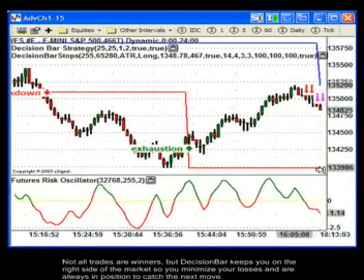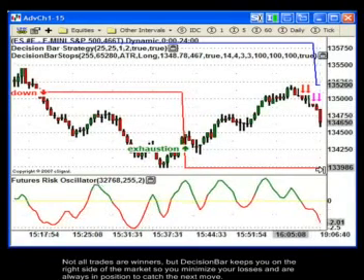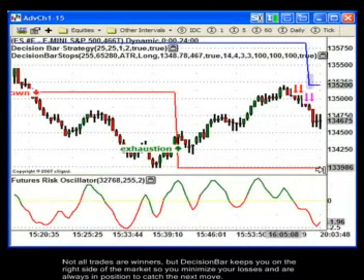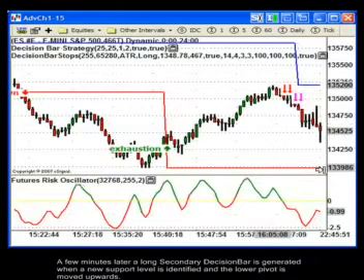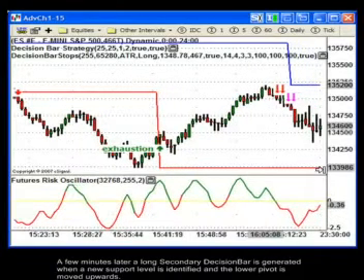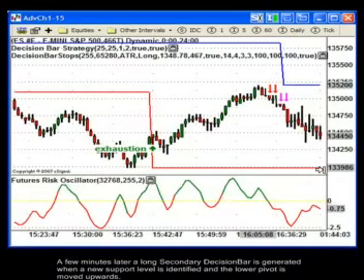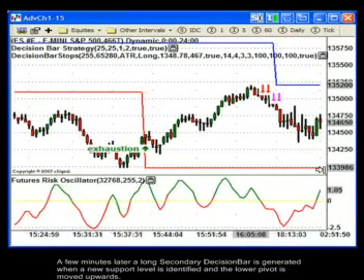Not all trades are winners, but DecisionBar keeps you on the right side of the market, so you minimize your losses and are always in a position to catch the next move. A few minutes later, a long secondary decision bar is generated when a new support level is identified and the lower pivot is moved upwards.